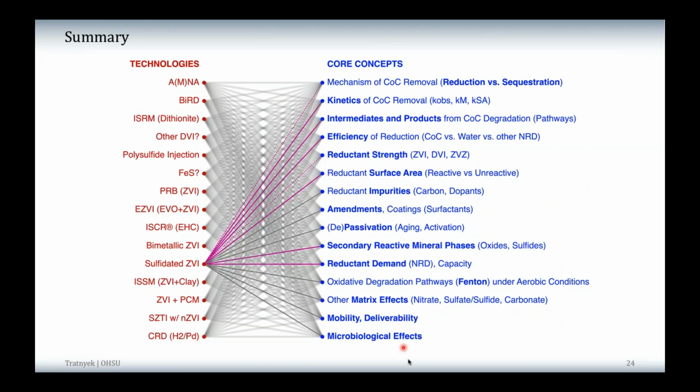All right, so with that, I'll be wrapping up here. This is just to remind you of the scope of what we did. At the beginning we talked about definitions and such of in-situ chemical reduction. We looked at the technology perspective on this, and then since then I've followed through about half of these core concepts, and there's a whole bunch of other core concepts that we didn't get to, like the role of impurities, role of passivation, oxidative pathways, delivery, etc., which we'll have to wait for another time.